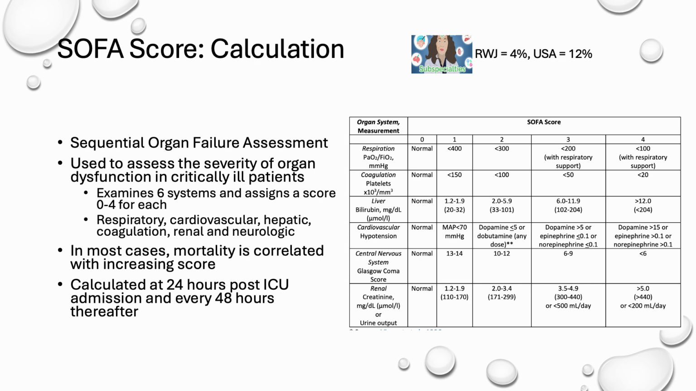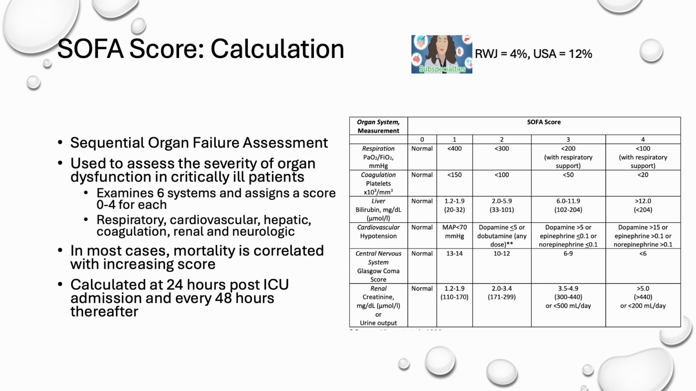This is a score that is used to assess the severity of organ dysfunction in critically ill patients. When it was first created, it was mostly to look at patients who were suffering from sepsis, although it's been extrapolated to different patient populations as well. So the score examines 6 organ systems and then assigns a score to each one of these systems. They are the respiratory system, cardiovascular system, hepatic system, the coagulation system, the renal system, and the neurologic system.